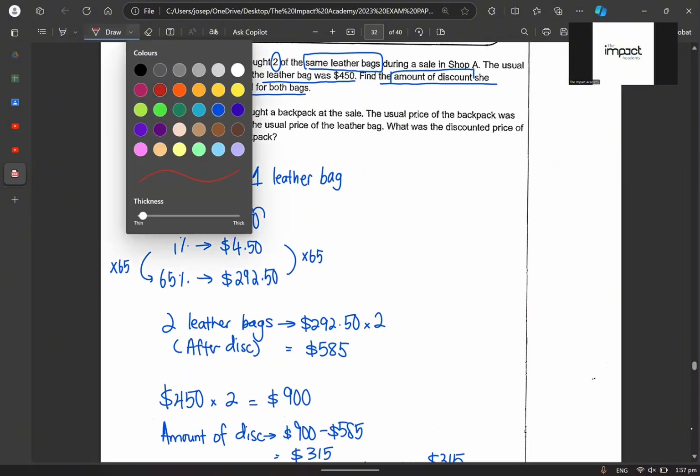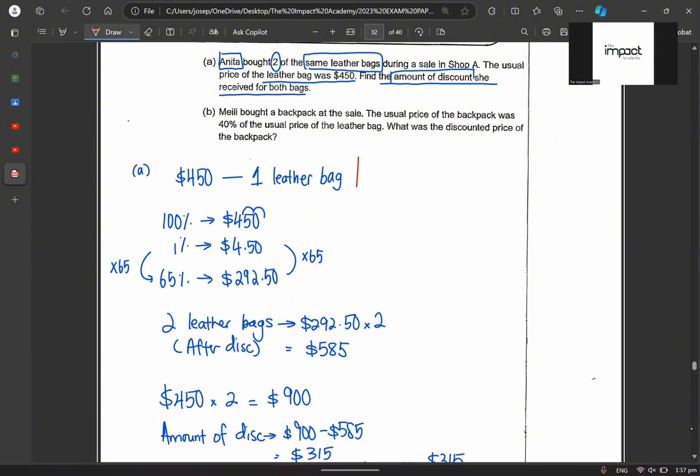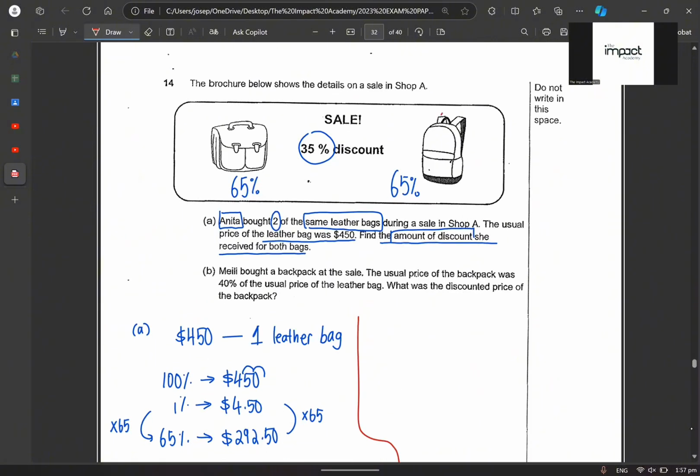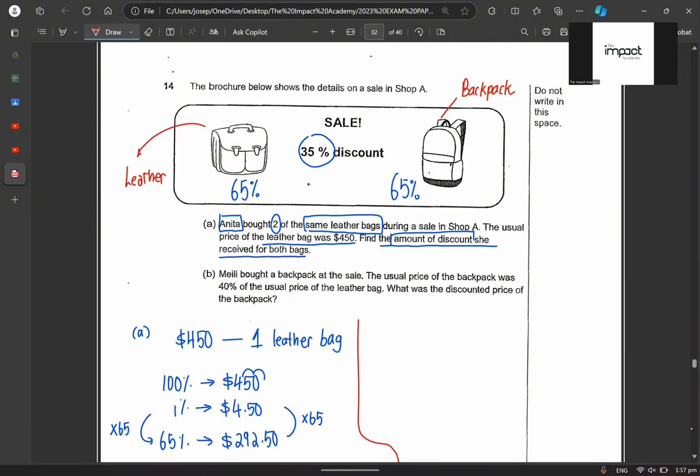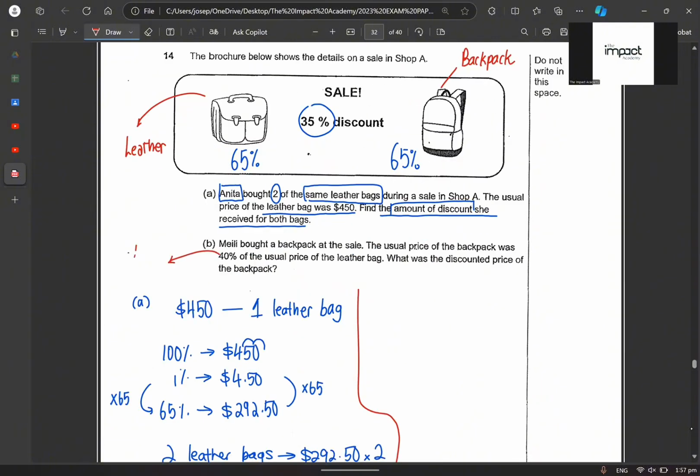So now that I'm done with Anita, I'm going to look at the next person, which is Meili. Meili decided to buy a backpack. So this is a backpack. From here itself, you can say that this must be the leather bag. Now, the usual price of the backpack was 40% of the usual price of the leather bag. What is the meaning of that? It means that 40 over 100, we can change that to 4 over 10. That means to say 4 units goes to the backpack and 10 units go to the leather bag. So what they're trying to tell you is that the backpack is cheaper.